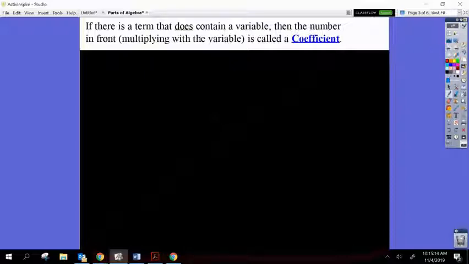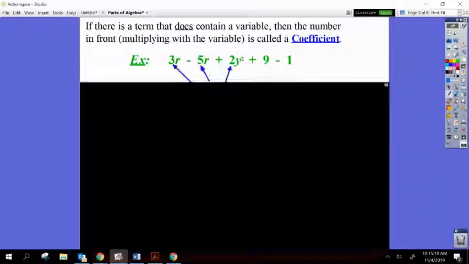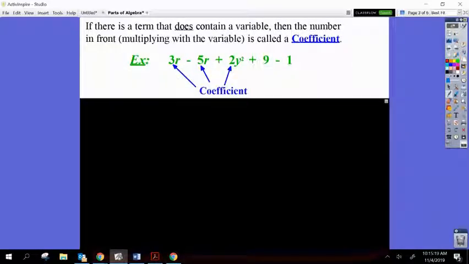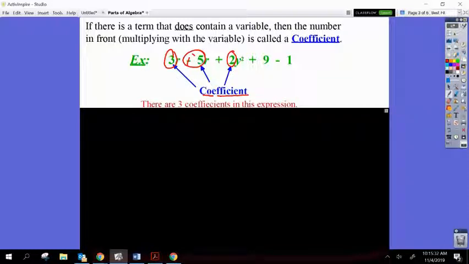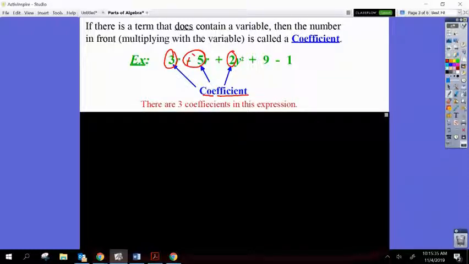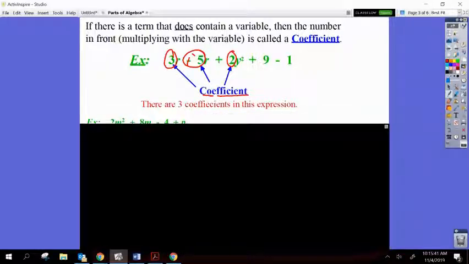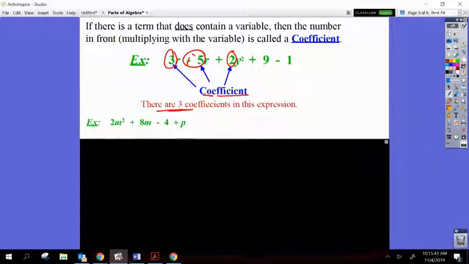If it does multiply with a variable, so if there's a term that does contain a variable, that number out front, in this case, the 3, the -5, yes, that's a -5, keep, change, and the 2 are called coefficients. So multiply coefficient. You might think of it like a co-worker, right? Like co-workers work with someone, so they work together. The 3 works with the r, the -5 works with this r, the 2 works with the y squared. In this situation, there are 3 coefficients.